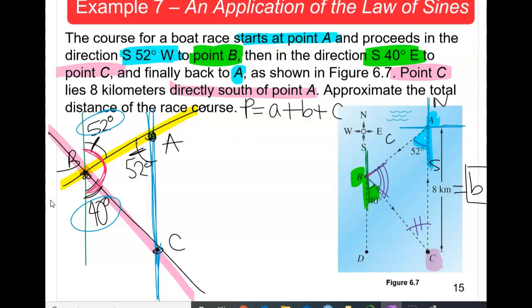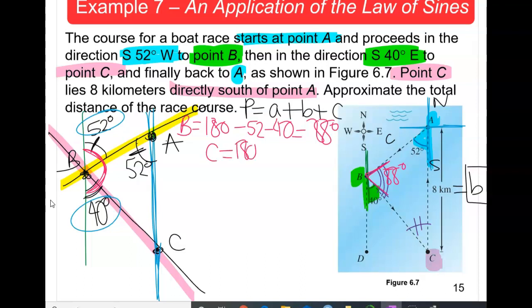So to find the angle B, I will have to calculate 180 minus 52 minus 40. And that will give me what? 88 degrees. So that's what this angle is, 88 degrees. That is angle B, uppercase B. Now, to find the remaining angle, we could just say 180 minus angle A minus angle B. That will be completely valid.